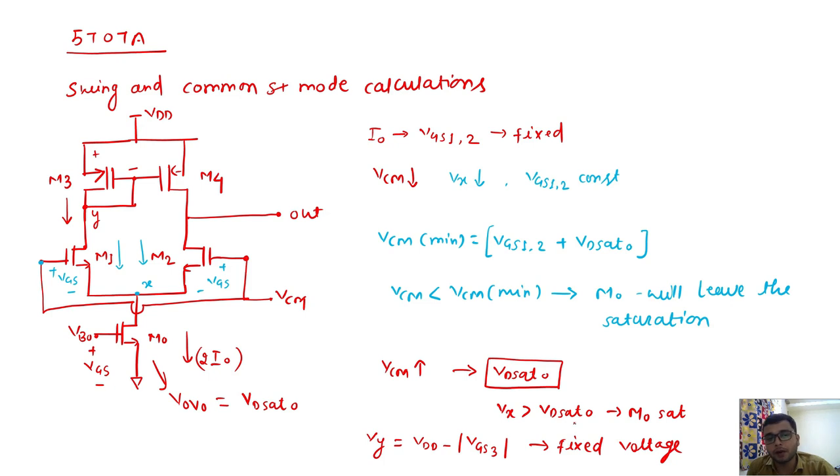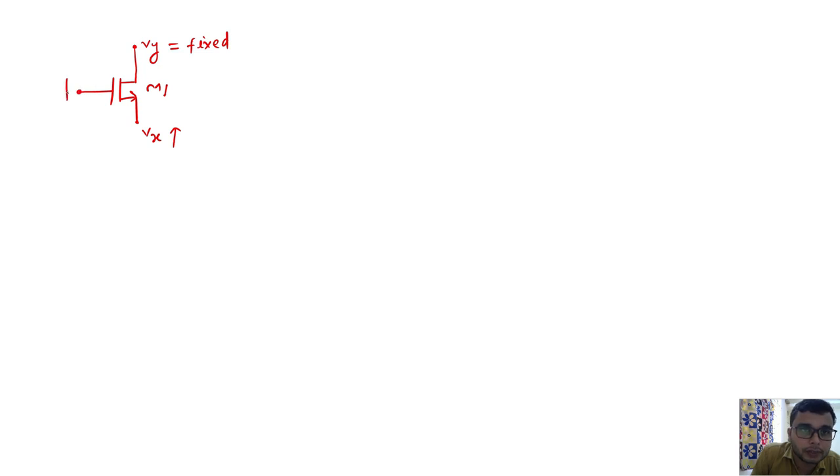Now where is the problem? So now I will tell one more concept. If my Vy is fixed and Vx is increasing, we will come to the transistor M1 only. So for transistor M1, what is happening? This is my Vy and this is my Vx. This is fixed, and this we are increasing.